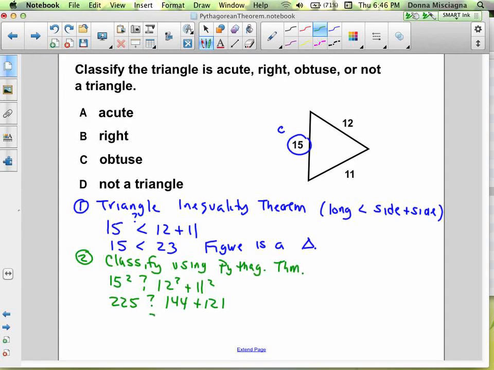If we add those two together, and actually I'm going to take the question mark out because now we're going to be able to put something in there, we get 265. Well, 225 is less than 265. So since c squared is less than a squared plus b squared, the triangle is acute.